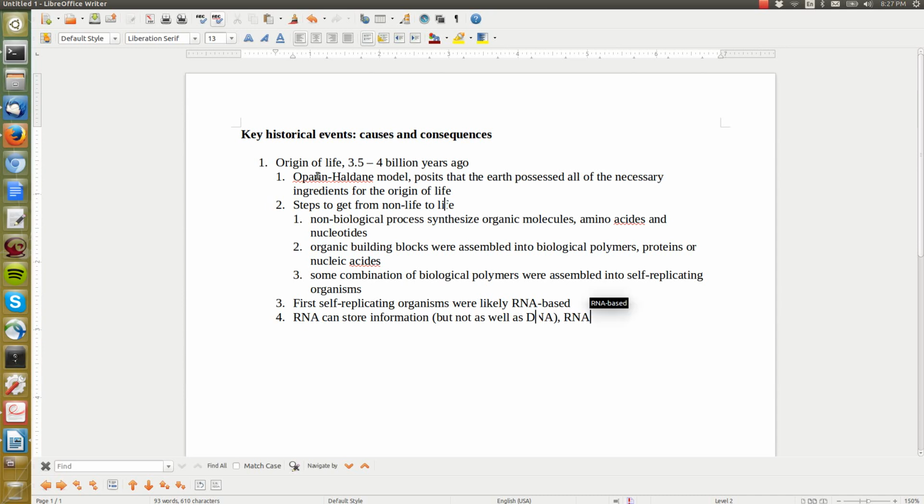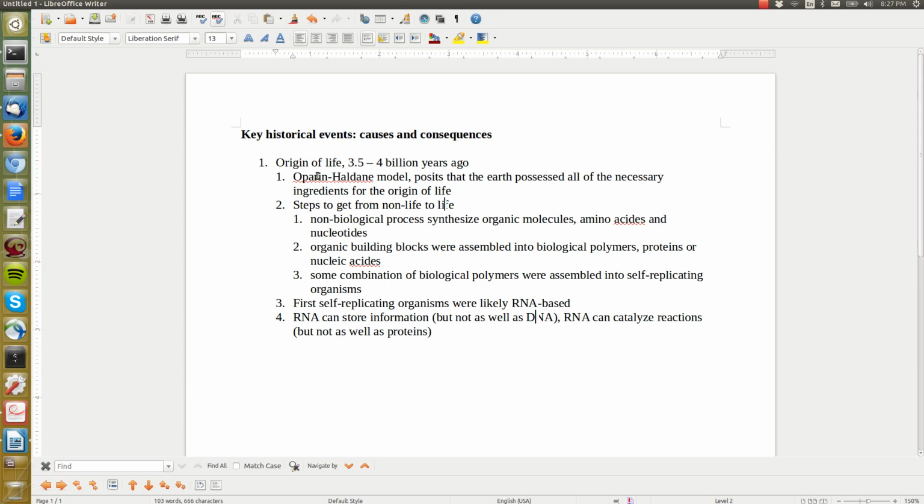And it also turns out that RNA can catalyze reactions, but not as well as proteins. So in other words, right at this point, we have our DNA for information storage and proteins for catalyzing reactions. But RNA can do each of those things, not as well as DNA or proteins, but it can do both of those things. So we have an idea of what the first replicating organisms might have been.